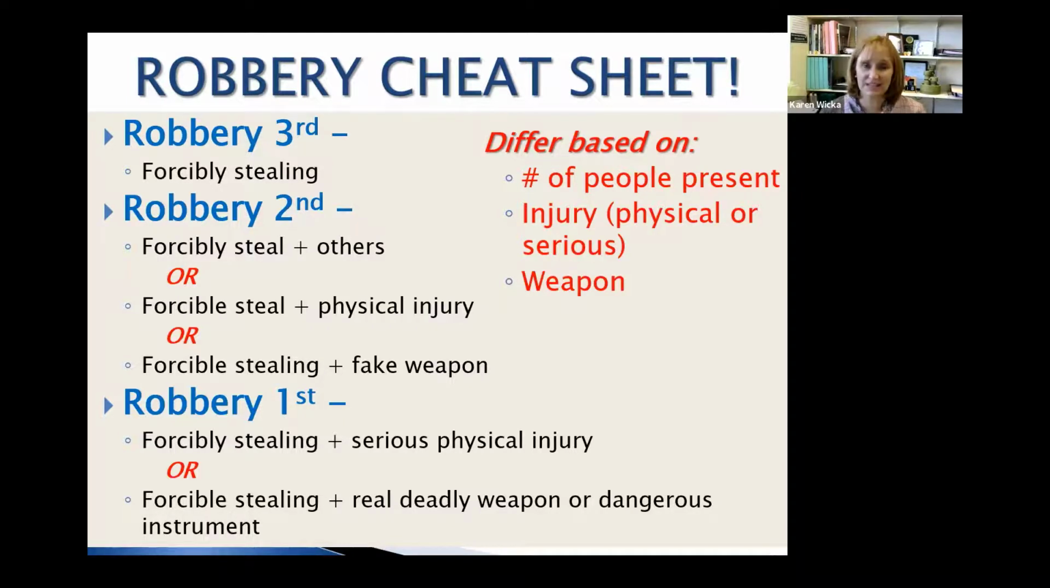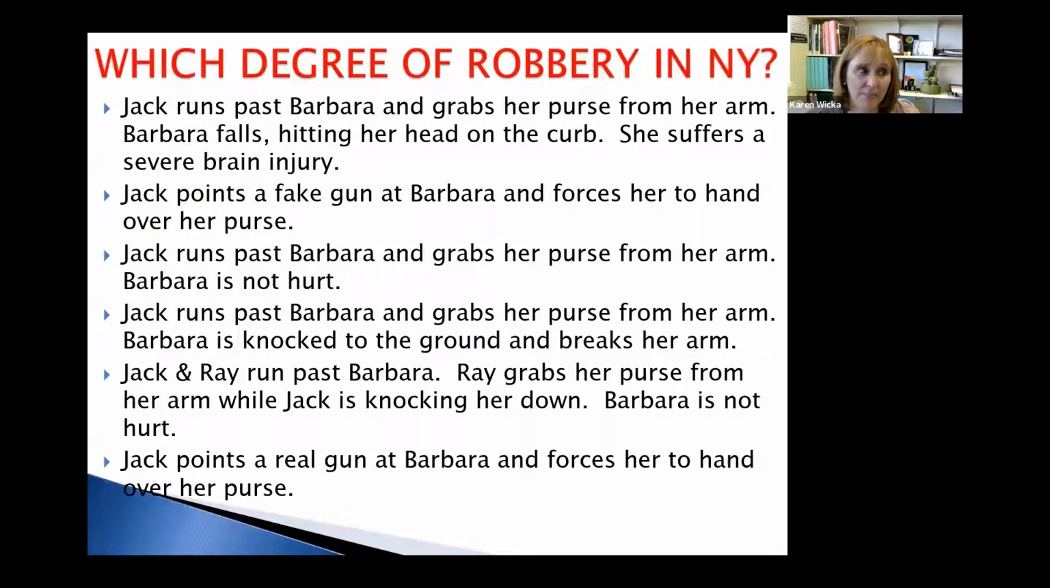So any forcible stealing is going to be robbery. But if you add an injury or a weapon, then it's going to make it a higher degree, okay? So depending on the level of injury, just like we did with assault, you have physical injury versus serious physical injury, that's going to affect it. And then do you have a fake weapon, but you're still putting the person in fear that it's a weapon, or do you have a real weapon? So that's going to be a different factor. It also may differ based on the number of people. So if there's multiple people committing the robbery, it's going to be a higher degree. So that is another factor you want to take into consideration when you're deciding which degree of robbery.